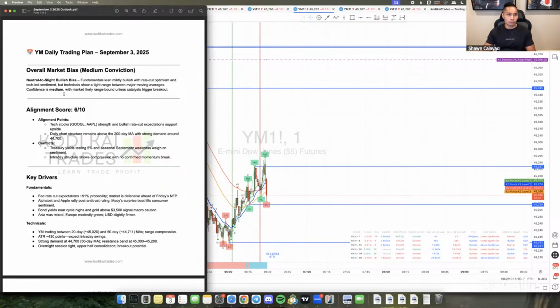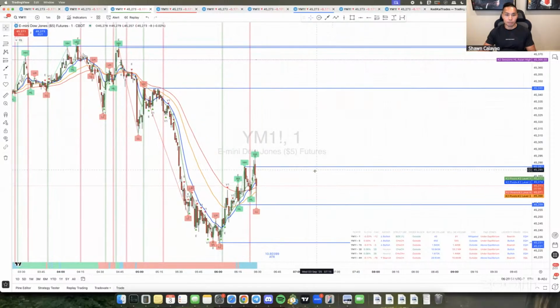Looking over here at my outlook for the day, the overall market bias is medium conviction, neutral to slightly bullish. Fundamentals lean mildly bullish with rate cut optimism. We're expecting a 25 basis point rate cut, not today, but this month, and tech-led sentiment, but technicals show a tight range between major moving averages. Confidence is medium, and the market is likely to be range bound until a catalyst triggers a breakout. Alignment score is 6 out of 10. So we'll see what happens when the market opens up. But if you guys are looking to take the momentum breakout, it is going to be a sell for the day.